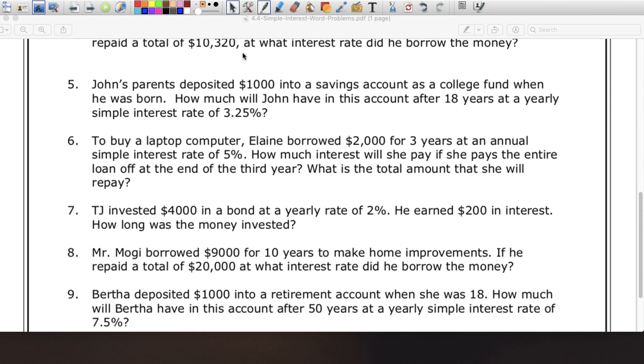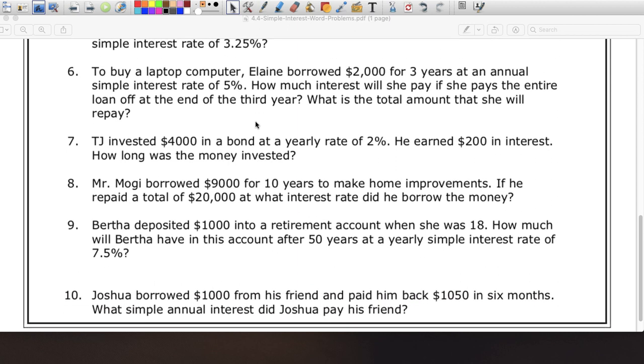Number 7. TJ invested $4,000 in a bond at a yearly rate of 2%. He earned $200 in interest. How long was the money invested? So this is one, again, where you need to find the time. I equals PRT. So the principal was $4,000, the yearly rate is 0.02, and then we're going to write T there in the corner.